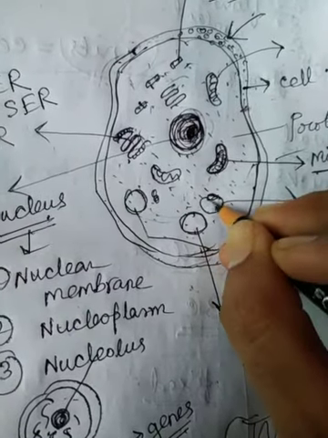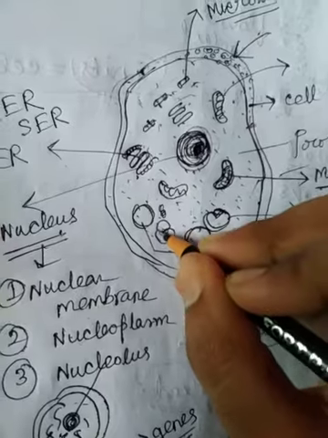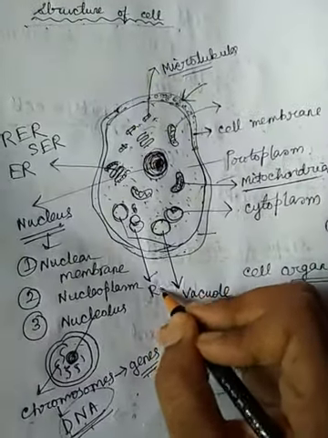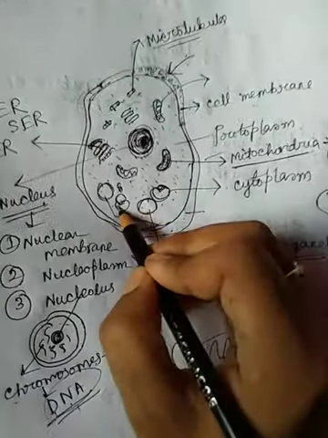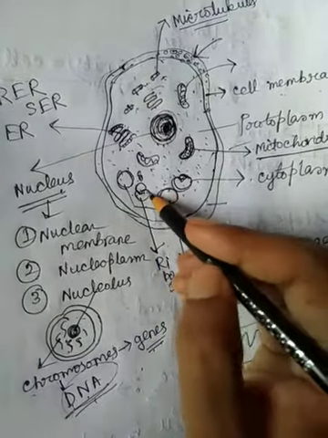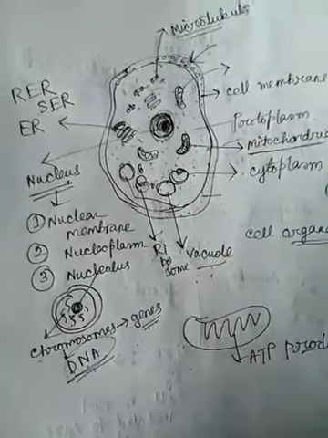This is a small sac-like structure present within the cell. This is called ribosome. In the ribosome, protein is produced or synthesized. So where is protein synthesized? Within the ribosome. Ribosome is also present within the cytoplasm.